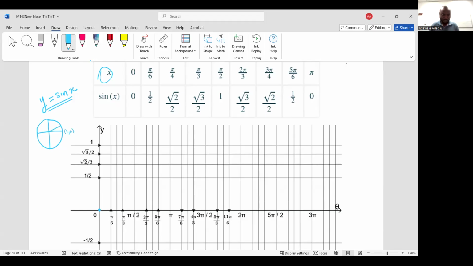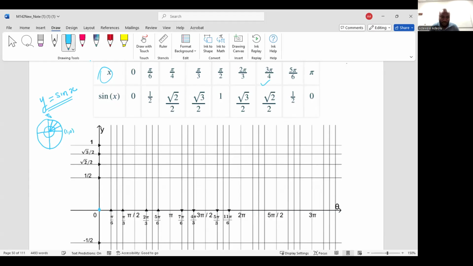So we have pi over 6, pi over 4, pi over 3, up to pi over 2. We do that up to this place, and also to pi and to 3 pi over 2 and back to 2 pi, until we have one rotation. So let us see from the table we have here.